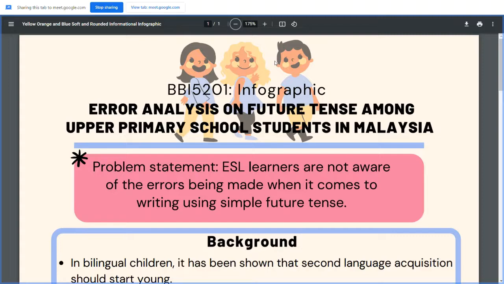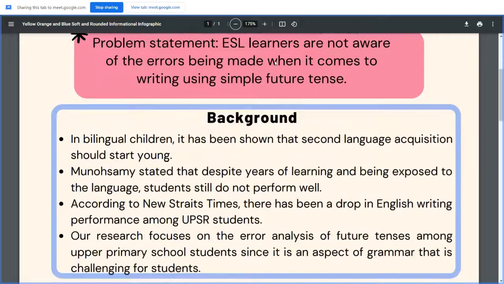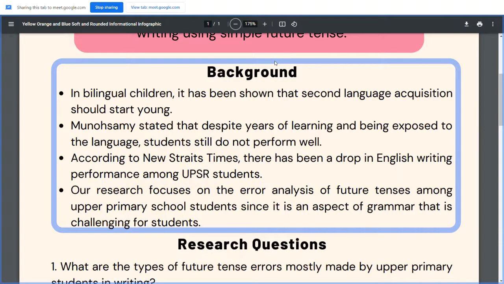Alright, so I'm going to give a little bit of background on our research. The English language in Malaysia is a compulsory subject in schools, no matter if you're in a government school or in a private school. In bilingual children, it has been shown that second language acquisition starts when they're young. Right when they join kindergarten, they are already being taught these languages, Bahasa Malaysia and English. So they are being exposed to and taught these languages for a long period of time.